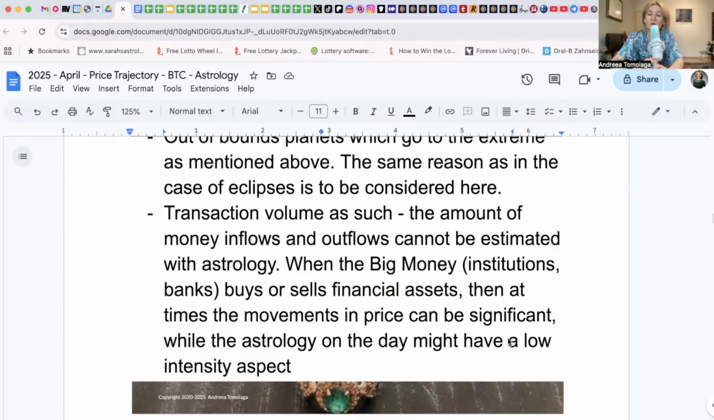And transaction volume as such, this is a general disclaimer. There is no method to really foresee it. So if we have news and we have a lot of institutional money poured into crypto, for example, or going out of crypto, then we can expect massive price changes that will happen very quickly.